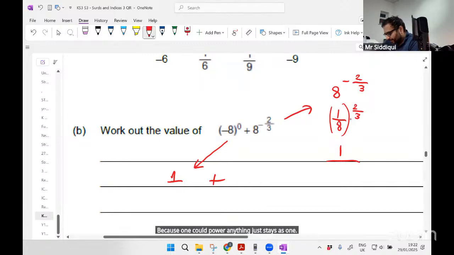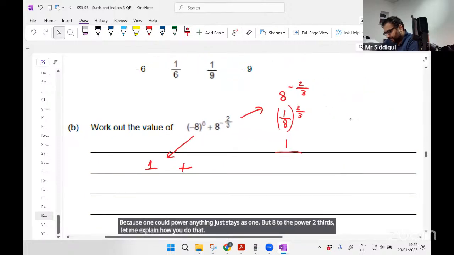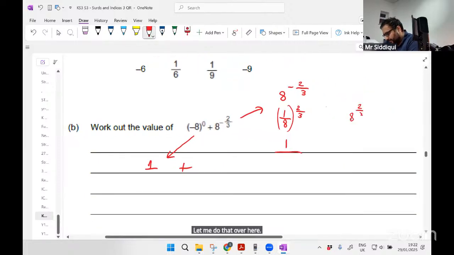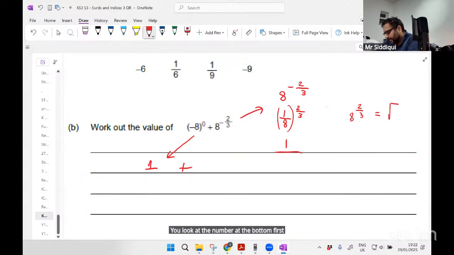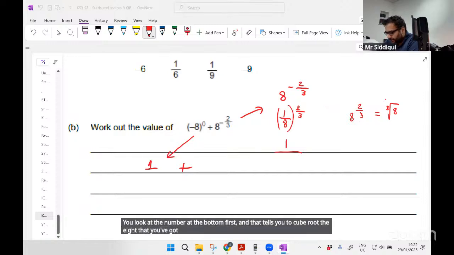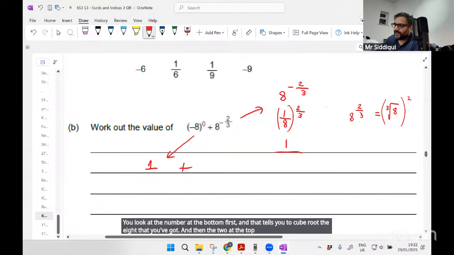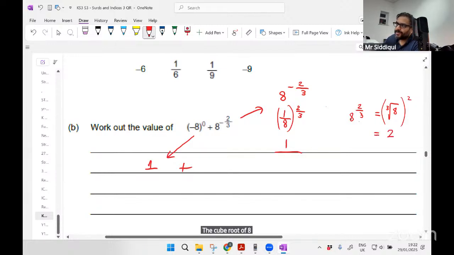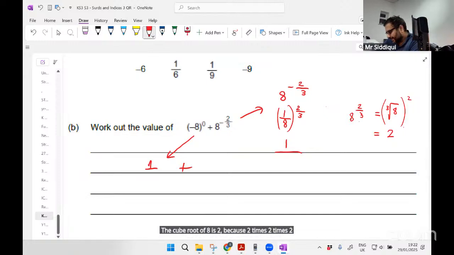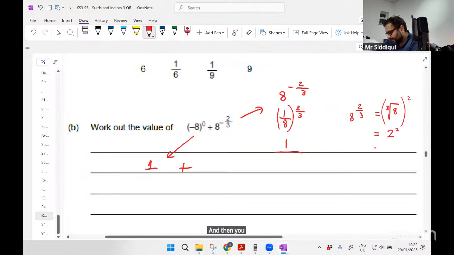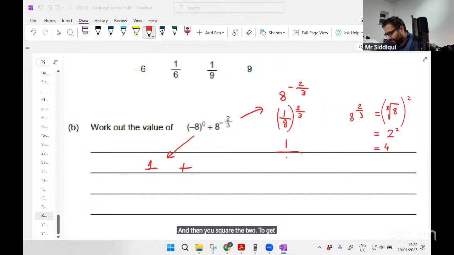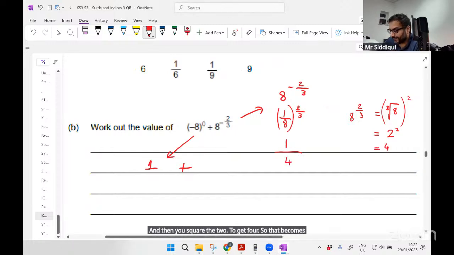But 8 to the power 2/3, let me explain how you do that. Let me do that over here. 8 to the power 2/3. You look at the number at the bottom first, and that tells you to cube root the 8 that you've got. And then the 2 at the top will end up being squaring the answer. The cube root of 8 is 2, because 2 times 2 times 2 is 8. And then you square the 2 to get 4. So that becomes 1 over 4 after all of that.